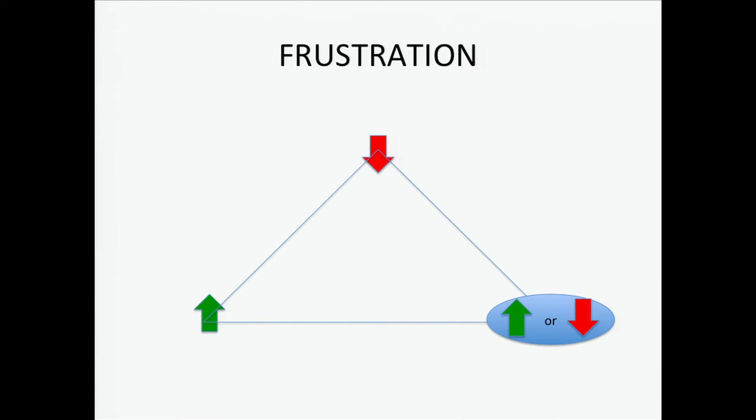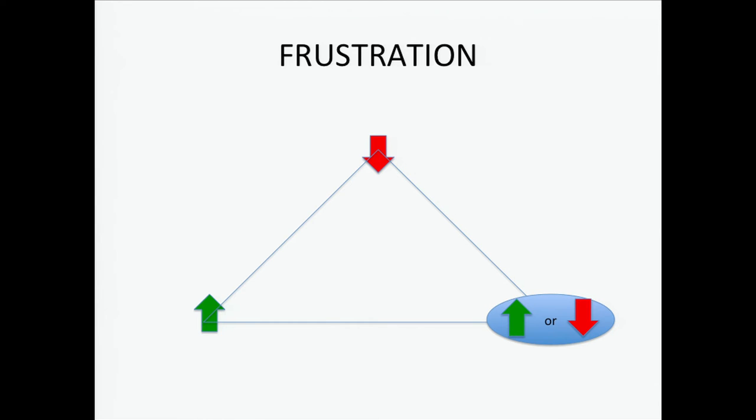Now, what happens in this corner here? Well, this spin interaction says it should go up. This spin here, it's supposed to be anti-aligned, says it should go down. It has equal energy to point up or down. It's frustrated because it can't satisfy all the constraints at the same time. And so I have two such states here of equal energy, different configurations, same energy, equal minima.